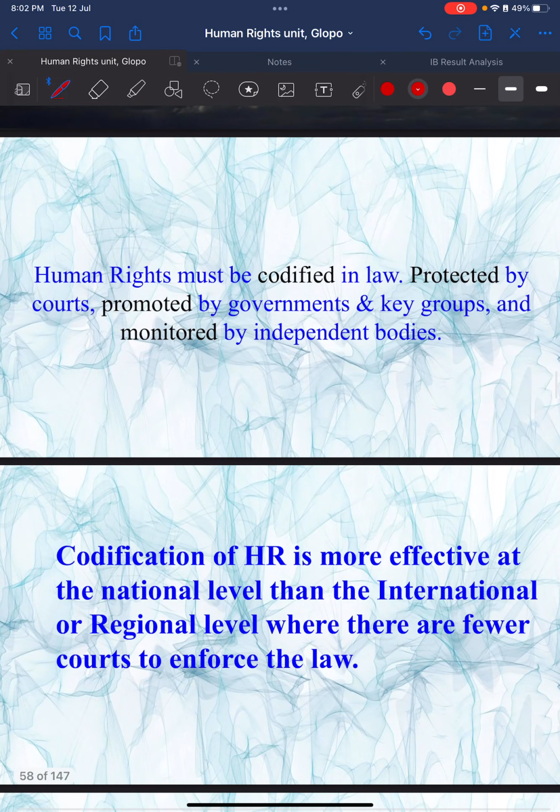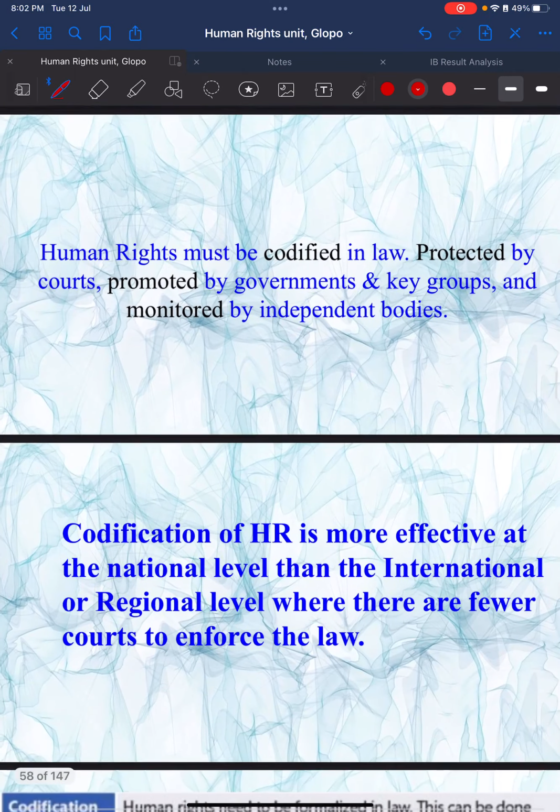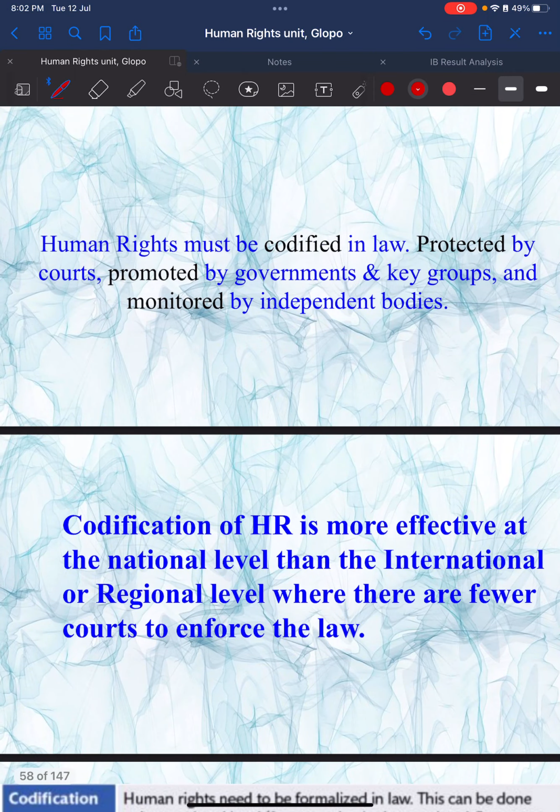If you remember, in the beginning of this video, I spoke about three big chapters of human rights. One was nature and the scope of human rights. The second one was the codification, upholding of human rights. Under upholding of human rights, we study 4 parts: codification, protection, promotion, and monitoring.